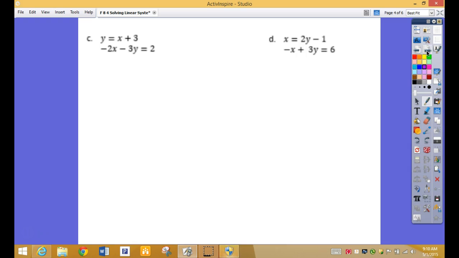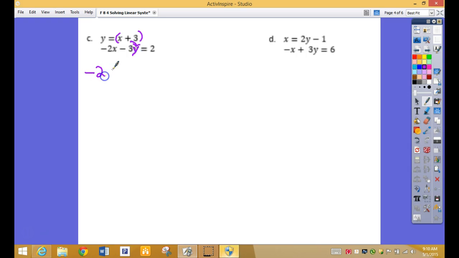All right, C. Again, we're substituting in for the what? Substituting in for the y again, because y equals x plus 3. So how would I rewrite this? What would I write first?